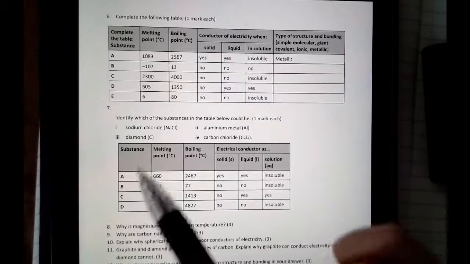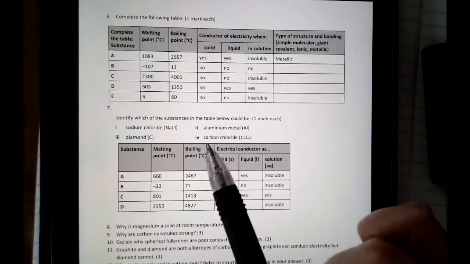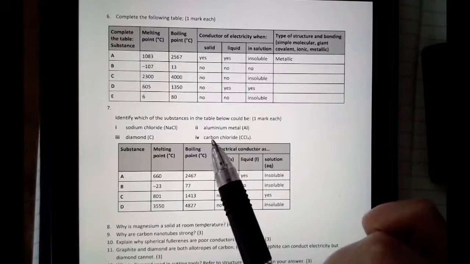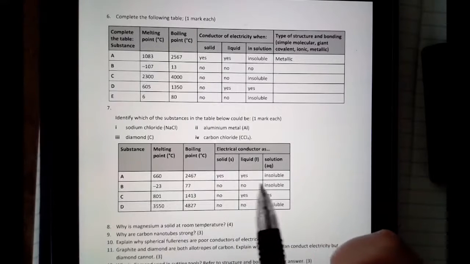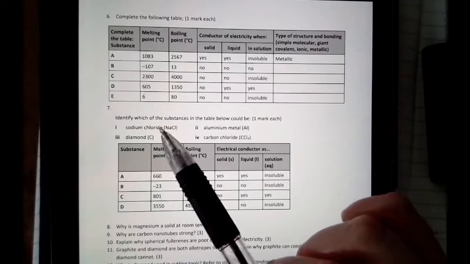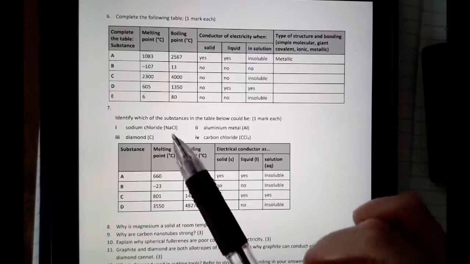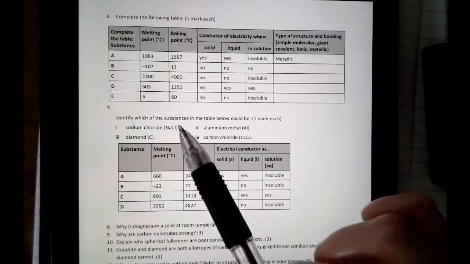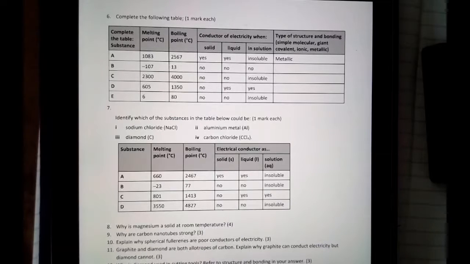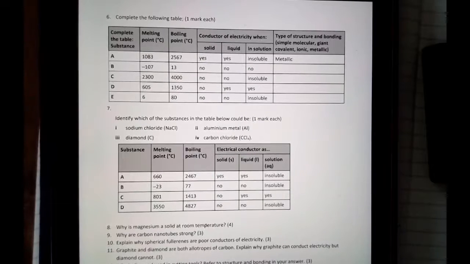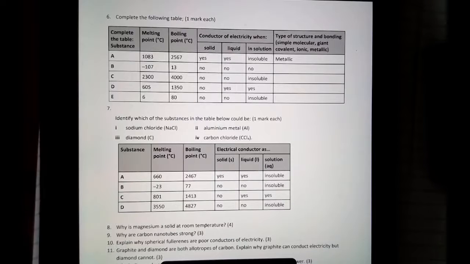And then in question 7, you're given 4 different substances and you are asked to match the substance to its properties. So again, if I was doing this, the first thing I would do is establish what type of structure and bonding I've got in each of these 4 substances, and then try and link it to the information below. So press pause and have a go with that one for yourself, and then press play when you're ready to go through the answers. Okay, we'll go through the answers to these.